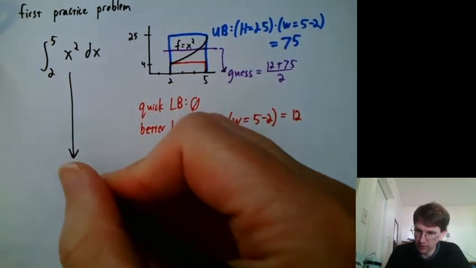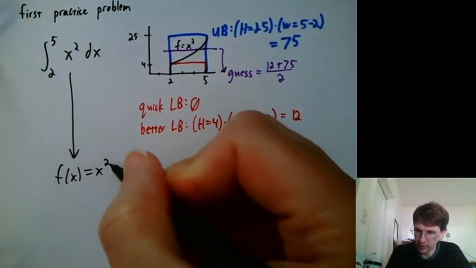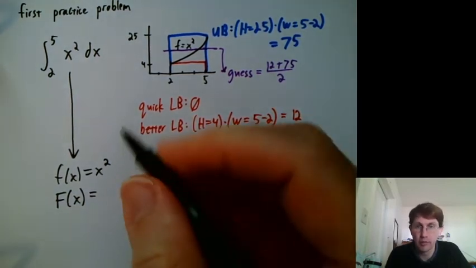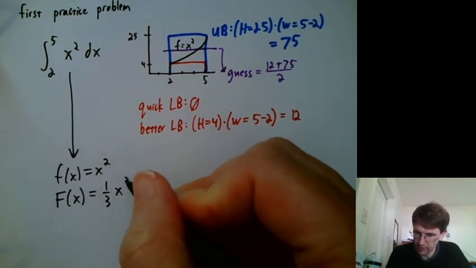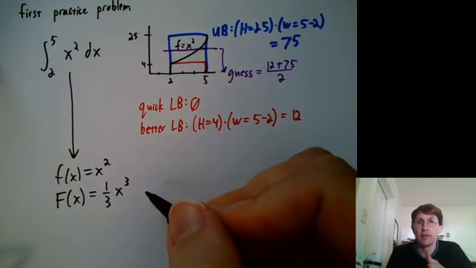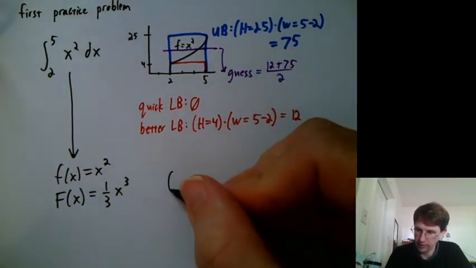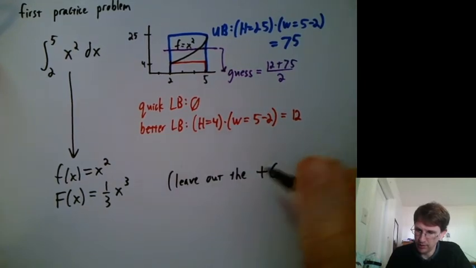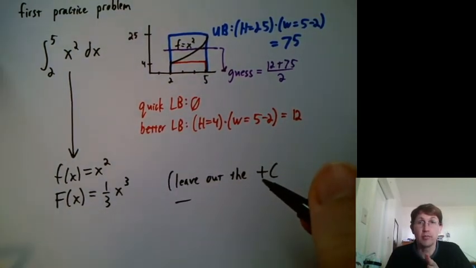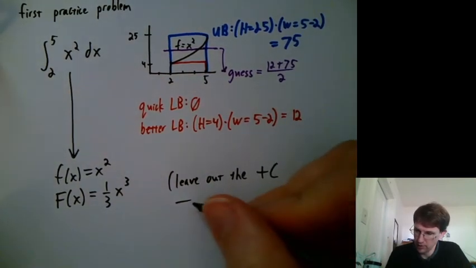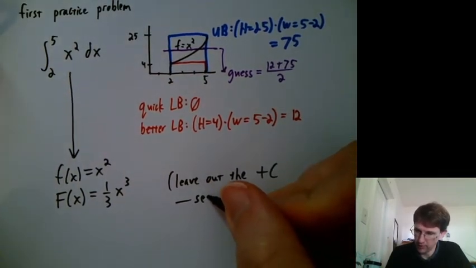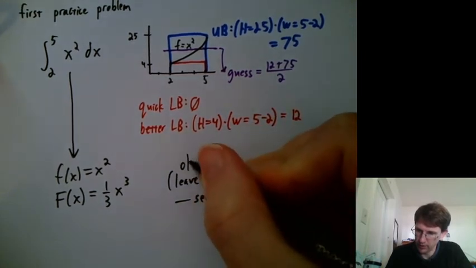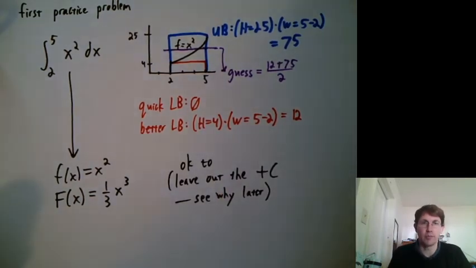So we're saying f of x equals x squared. The fundamental theorem says we'll need an antiderivative. What's an antiderivative of x squared? 1/3 x cubed. Now we could do plus a constant, but I'm going to leave it out, and we'll see why later. You don't have to, but it's just wiser to. I guess we'll say it's okay to leave out the plus c.